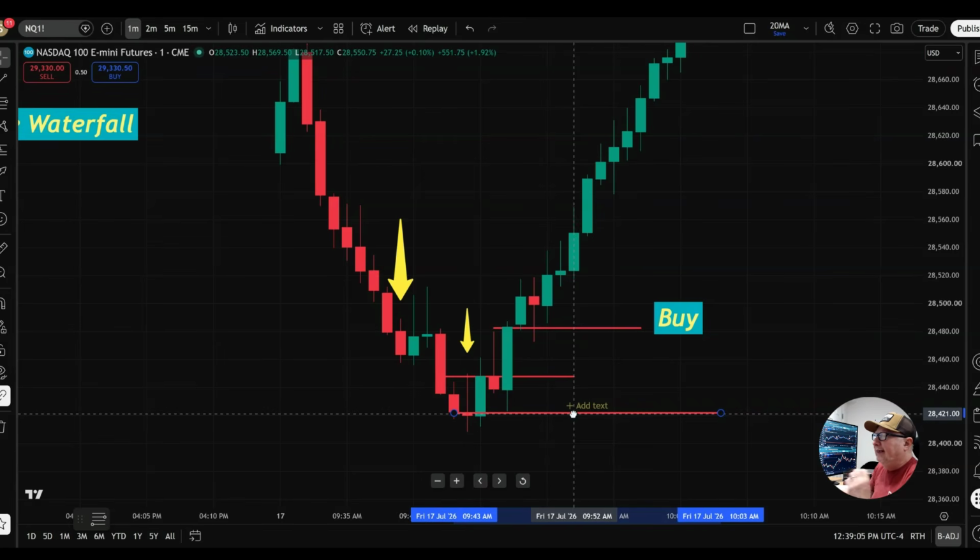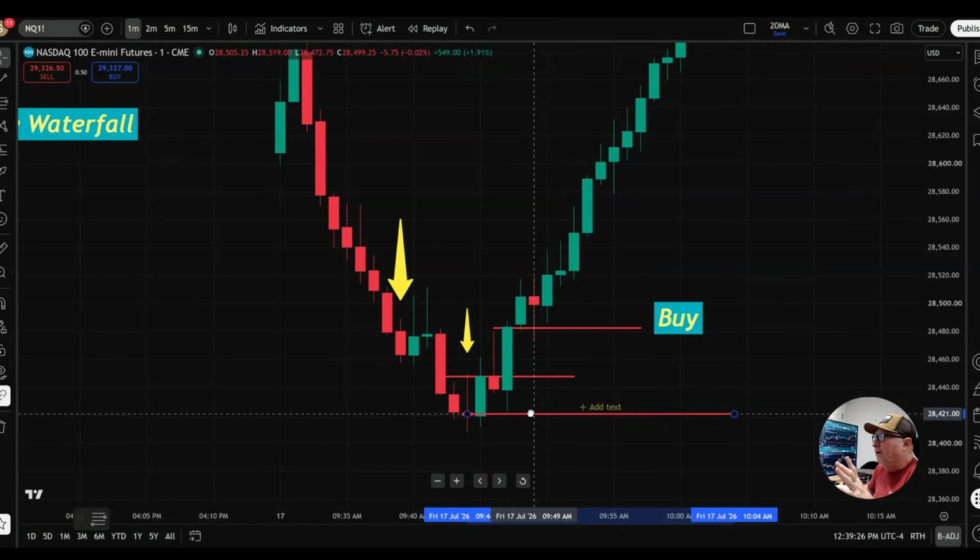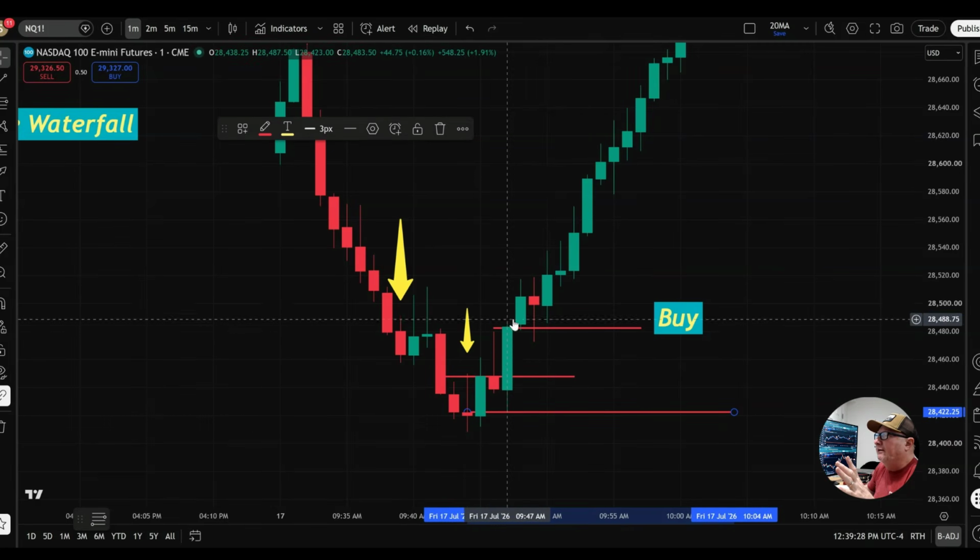If it's excessive, like that first green candle that I'm buying on is really big, then I'll use about half, 50% of that candle as my stop. Here, I'm okay with using the low of the entire move, or the low of the candle that I entered on, as the stop.